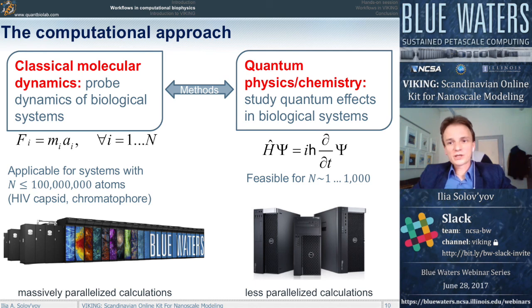I just mentioned that in the case of classical molecular dynamics, the sizes that we can handle are really huge. One of the largest simulations was done by the group of Klaus Schulten, also from the University of Illinois, and it included about 100 million atoms. The case is quite different if you start looking at things quantum mechanically. Quantum mechanics is another niche, if you like, and it takes you to a different scale in the case of biological systems.